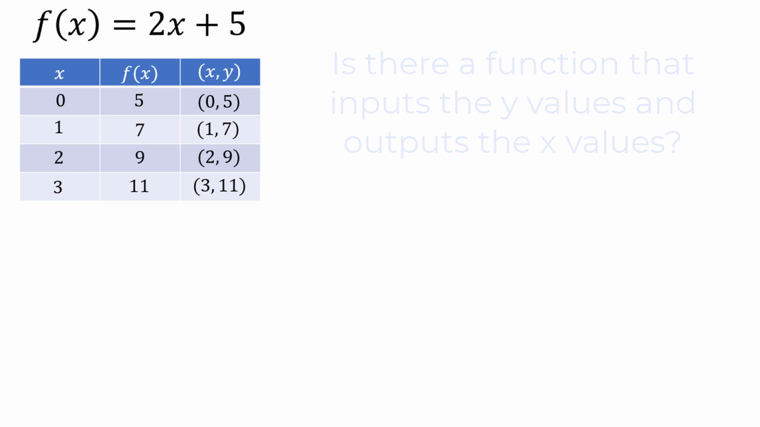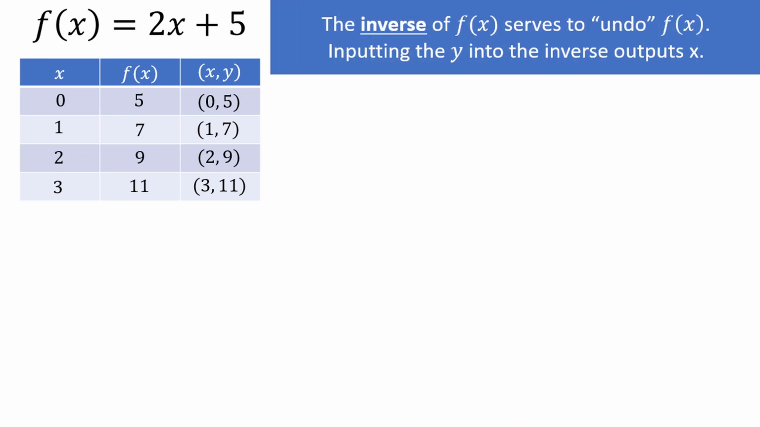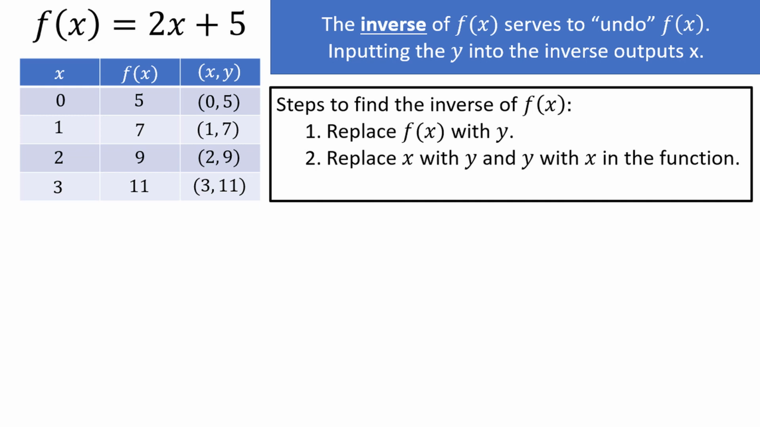Well, it turns out that this function exists, and it is called the inverse function. The inverse function undoes a function. That is, if you input the y values, or the outputs, from the original function, you will get back the x values that were initially inputted. To find the inverse function, first rewrite the function with y instead of f of x, as f of x represents the outputs, or the y values. Then you need to switch the x's and the y's, as that is what an inverse does. Finally, solve the new function for y, and you will have the inverse.